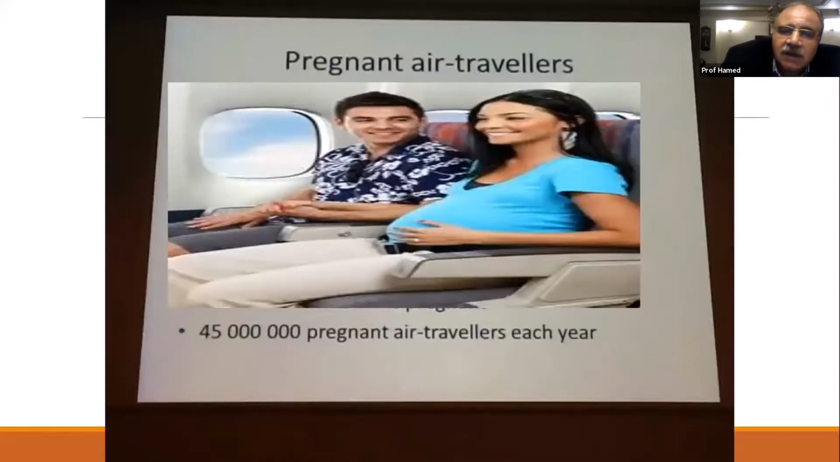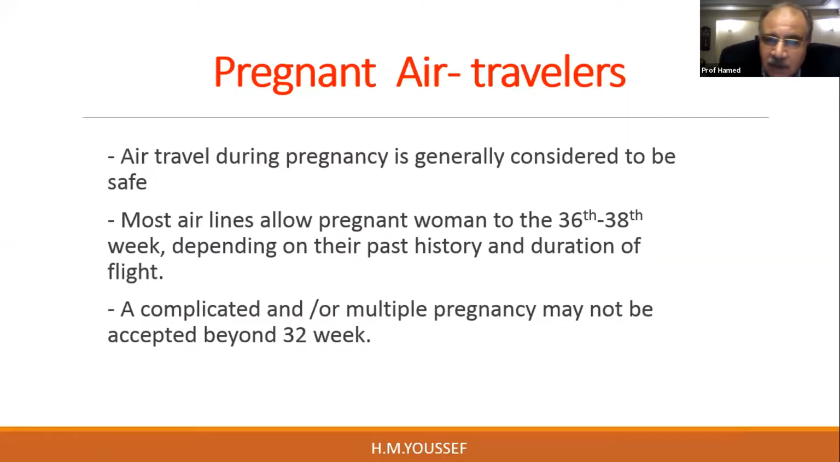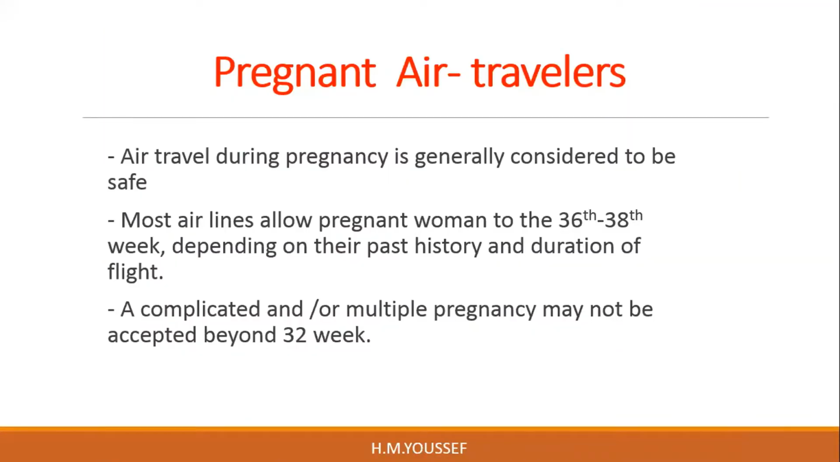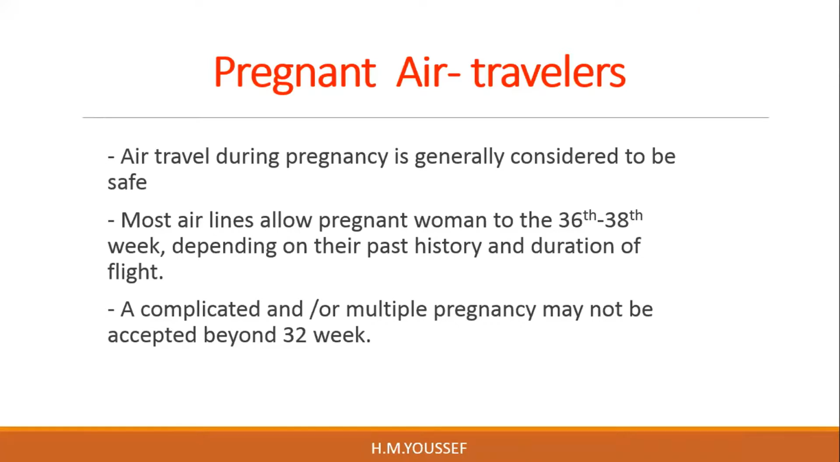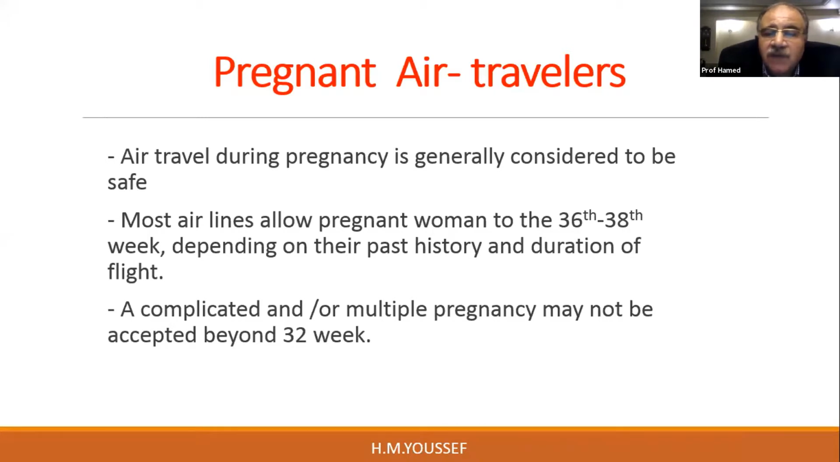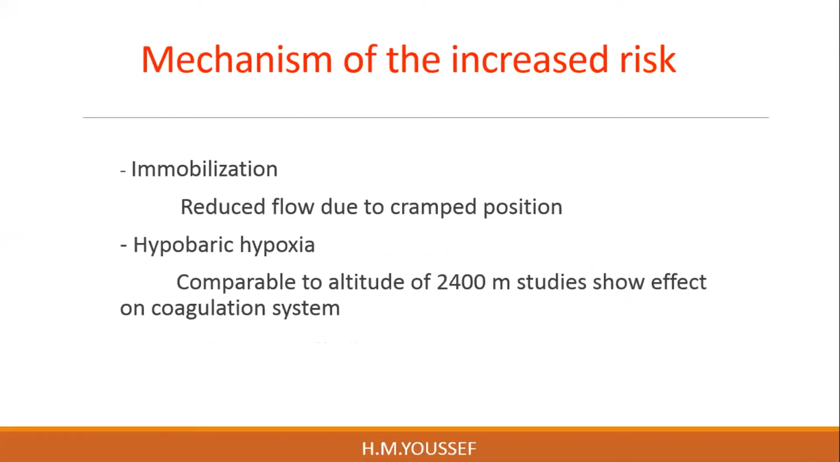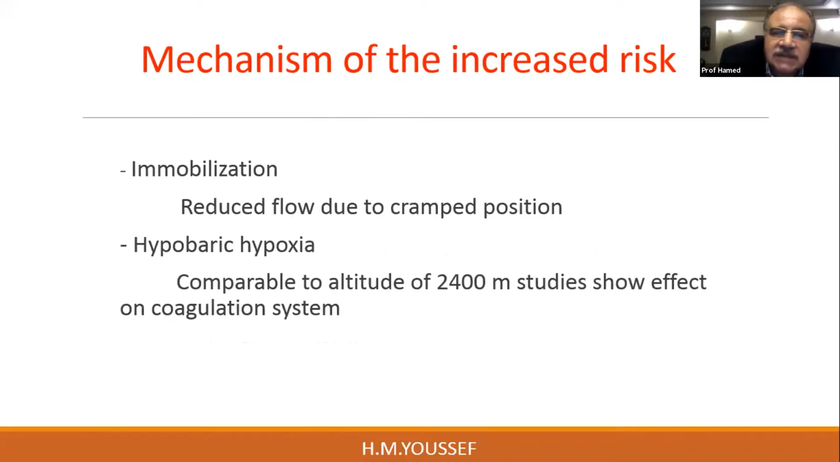Pregnant air traveler, I'd like to tell you that there are more than 45 million pregnant air travelers each year. Air travel during pregnancy is generally accepted and considered to be safe. Most airlines allow pregnant women to travel up to 36 to 38 weeks gestation. But if you have a complicated patient or a multiple pregnancy, it's not advisable to air travel after 32 weeks. And so, what is the mechanism of increasing risk of DVT during air travel?